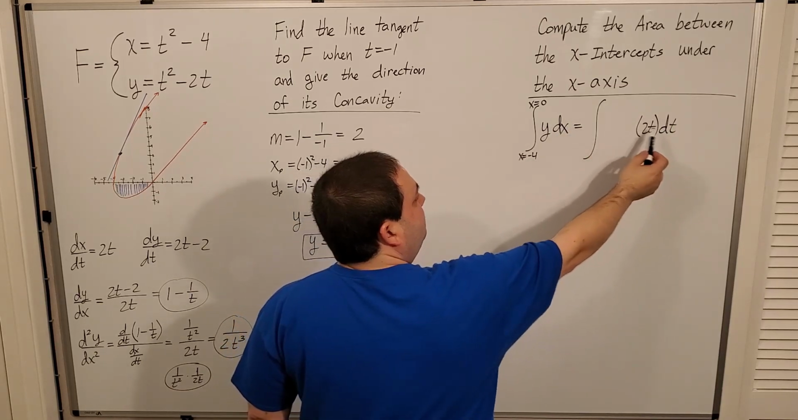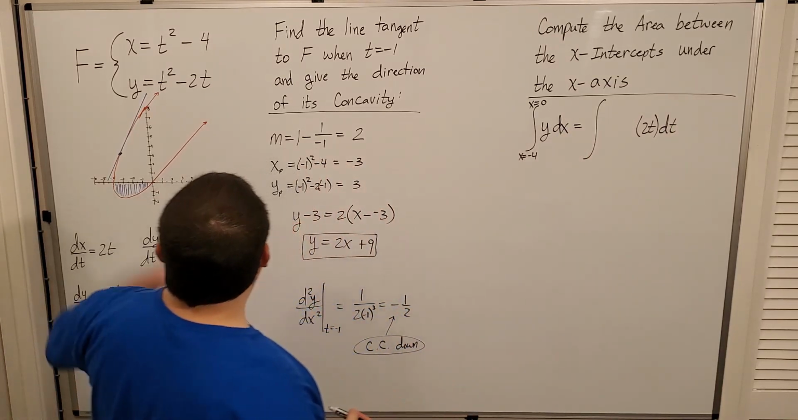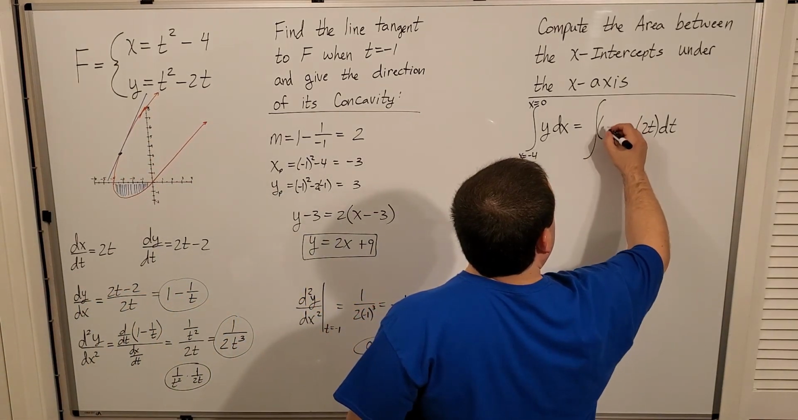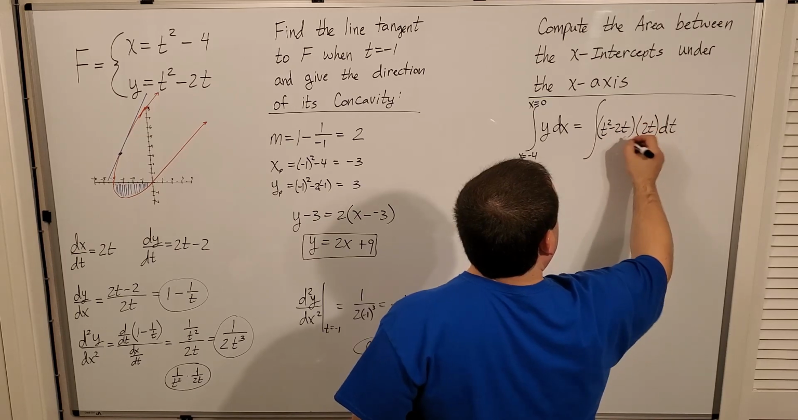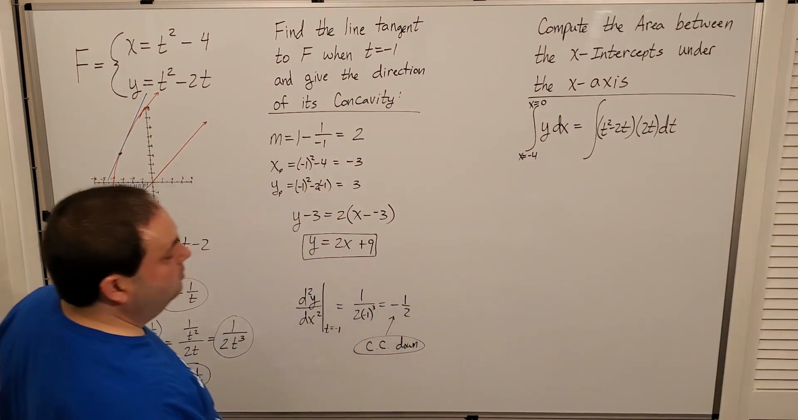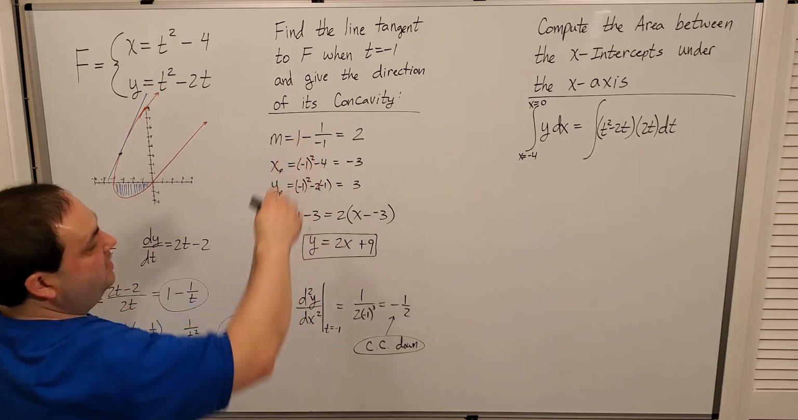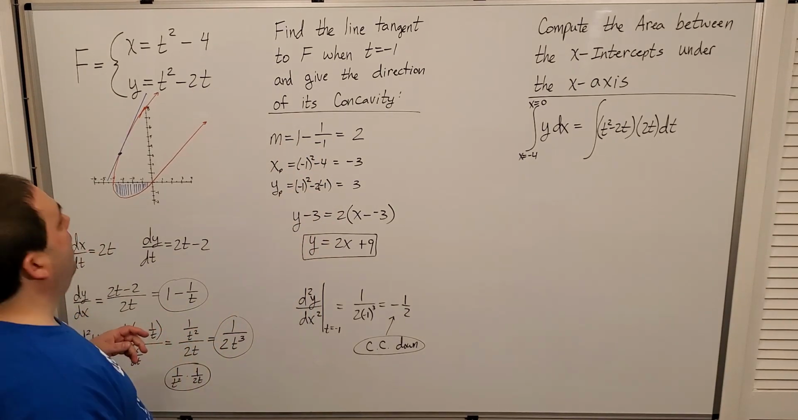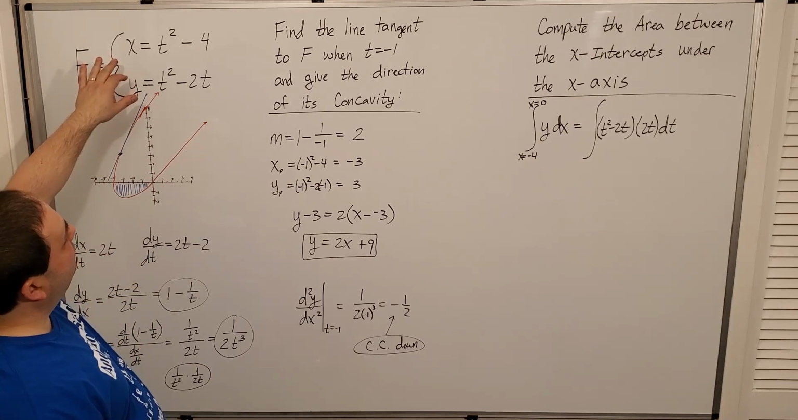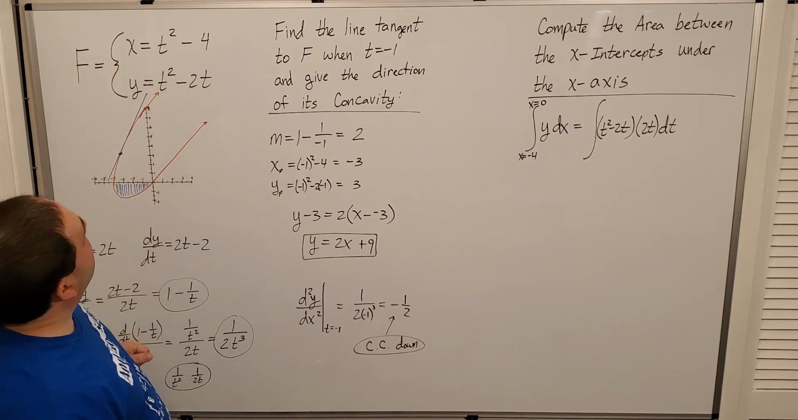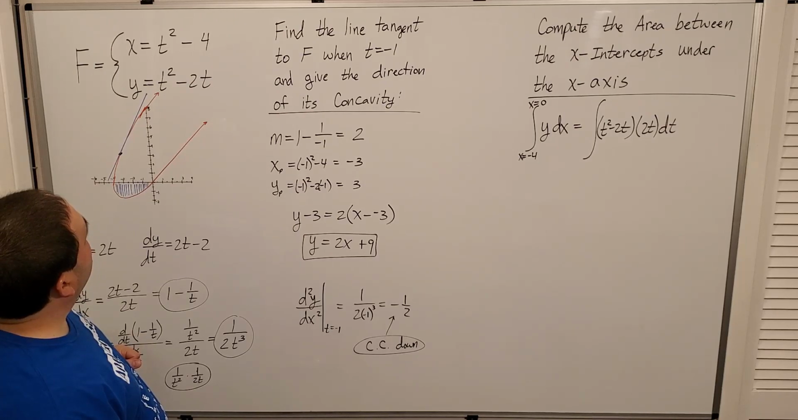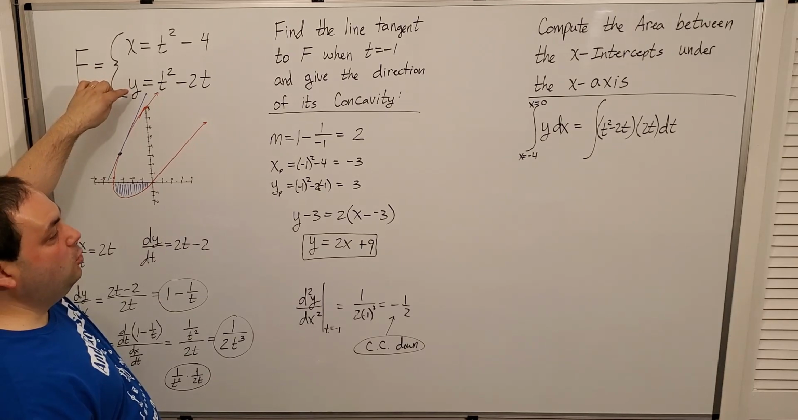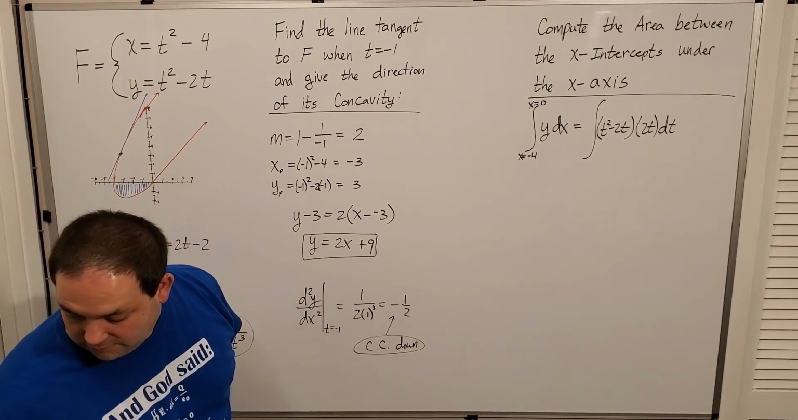That's my dx right there. And then y is t squared minus 2t. So the integral portion is pretty straightforward. Now we just need to set up the boundaries. I need to know what t values are happening when x is 0 and when x is -4. Also, you could check this with the y value equaling 0. So whichever way you want to do it.